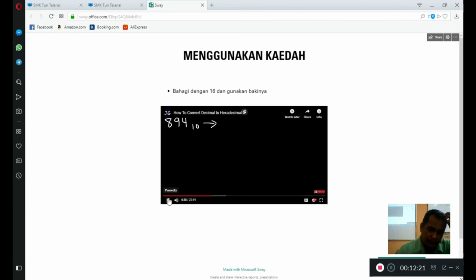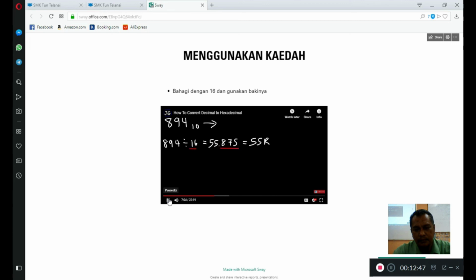Okay, check jawapan. So let's start with 894 and divide it by 16. 894 divided by 16 is 55.875. So that's going to be 55 remainder, and take 0.875 and multiply it by 16. And so that's going to give you a remainder of 14. Now, let's use this number, 55, and divide that by 16.